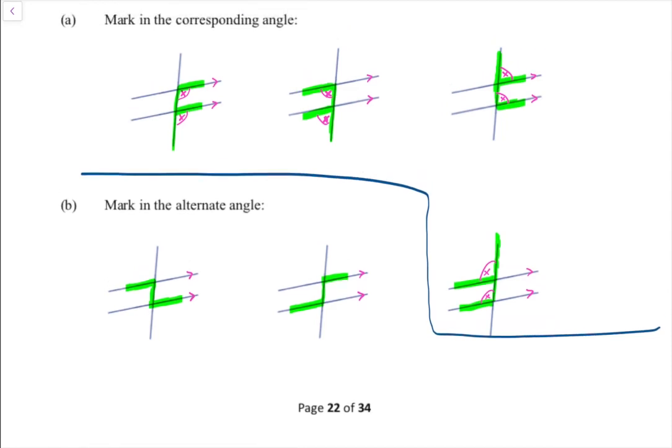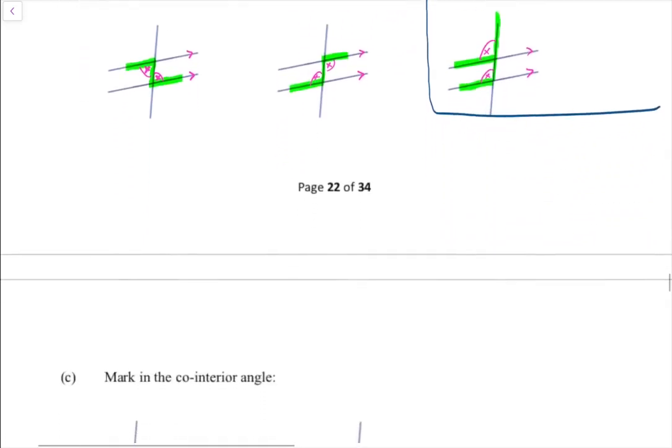Now, if you have alternate angles, look on the inside of the Zs, that one there and that one there, they are the same or equal to each other. If the Z is backwards, those 2 are the same or equal to each other. So there's 4 types of corresponding angle questions. There's 2 types of alternate angle questions.